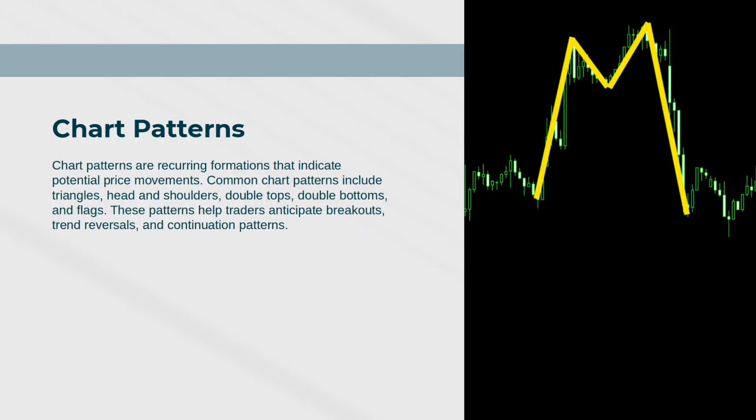Chart patterns. Chart patterns are recurring formations that indicate potential price movements. Common chart patterns include triangles, head and shoulders, double tops, double bottoms, and flags. These patterns help traders anticipate breakouts, trend reversals, and continuation patterns.